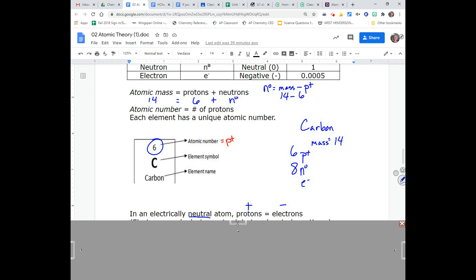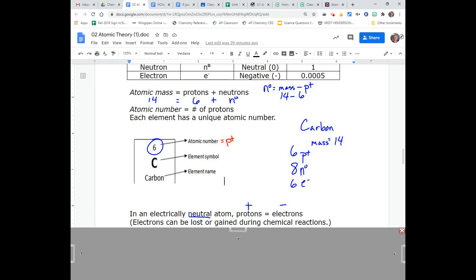Now, the number of electrons, this is electrically neutral, so our negative things equal our positive things. I have 6 protons, so I'm going to have 6 electrons. And that's how you figure out the subatomic particles in a neutral atom. These atoms won't be neutral for very long because electrons, since they are on the outside of an atom, can be lost or gained during chemical reactions, and they become a little more interesting to us. But first, let's practice with neutral atoms.